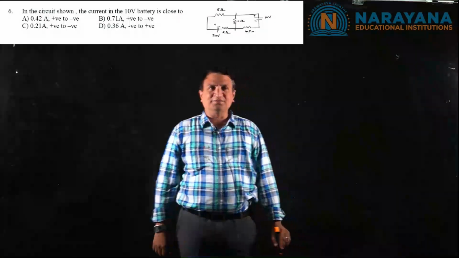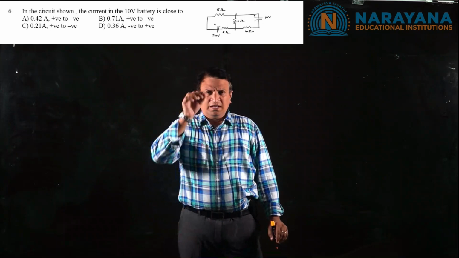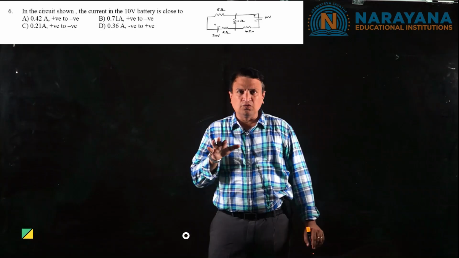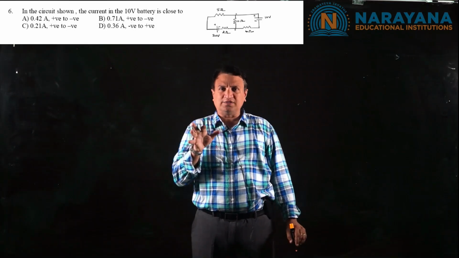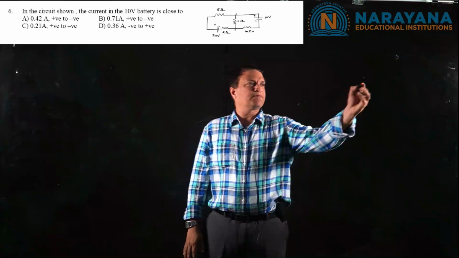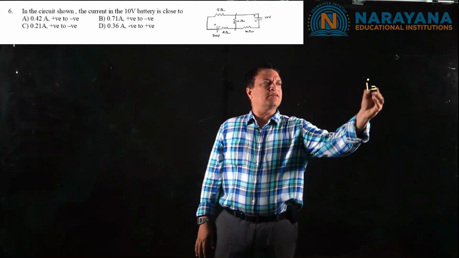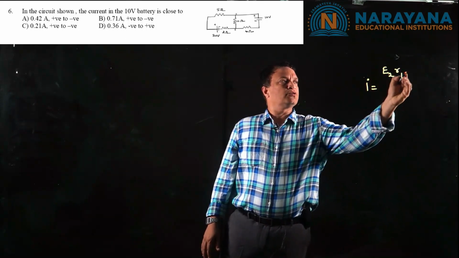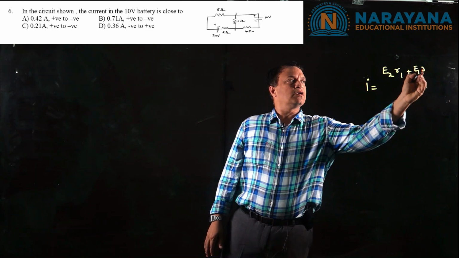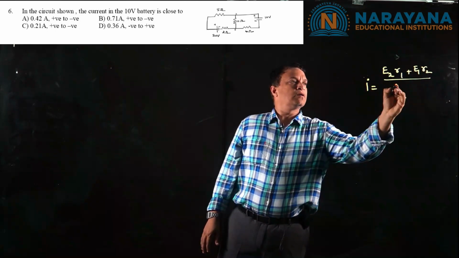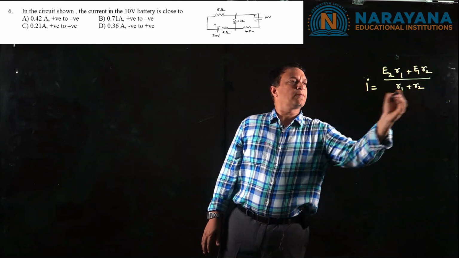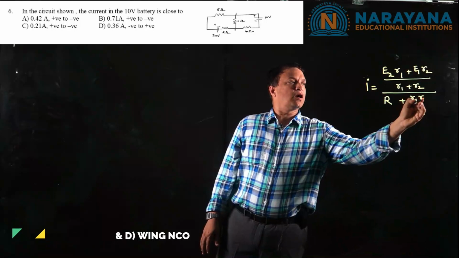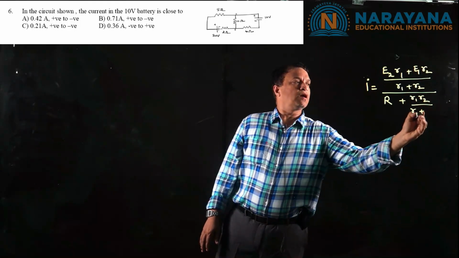In this question, it is good that you first find the current through the 10 ohm resistor. We have a simple expression for this. The current can be given as, I am sure you know this formula, (E2R1 plus E1R2) by (R1 plus R2), where capital R represents 10 ohm, plus R1 R2 by R1 plus R2.